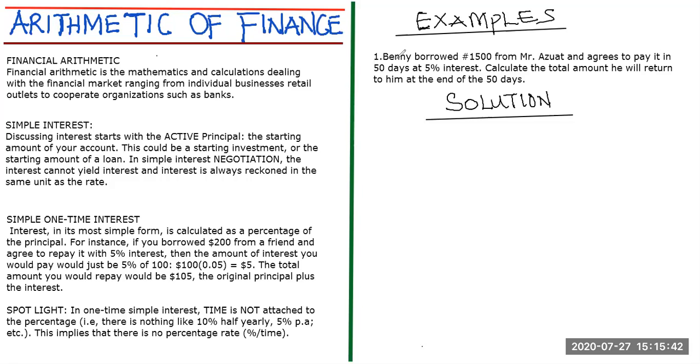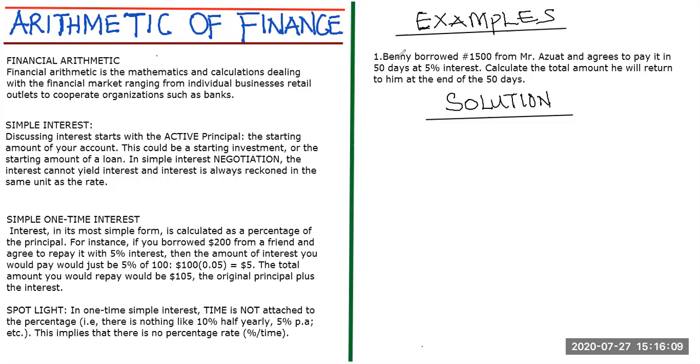We're going to look at simple interest, and simple interest is divided into two parts because sometimes students make mistakes when they give them questions on simple interest. They don't know when it is simple one-time interest and simple over-time interest. Now, when we talk about simple interest, it implies that the negotiation is made per the active capital.